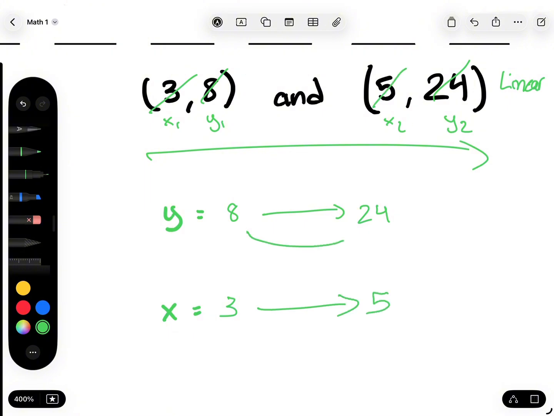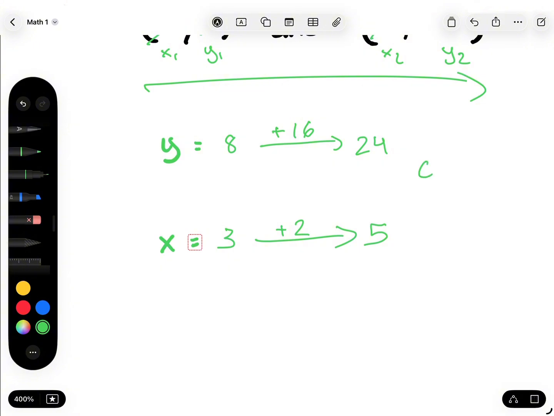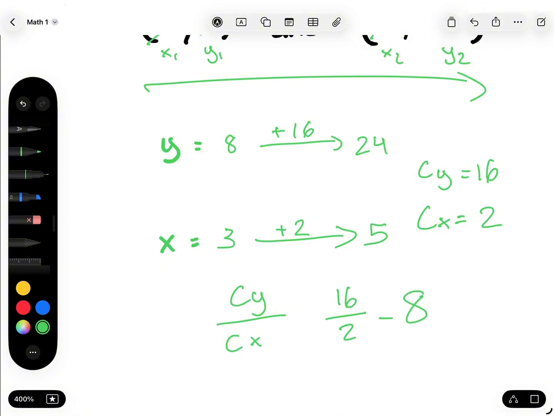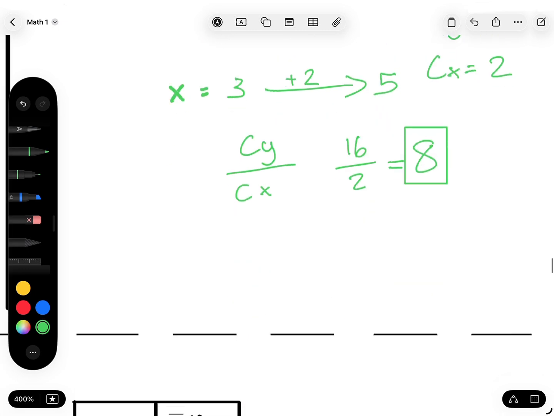Now we're going to measure the change between the two. 8 plus 16 equals 24. 3 plus 2 equals 5. So our change in y, this is just my abbreviation for change in y, is 16. Our change in x is 2. Our formula is change in y divided by change in x. 16 divided by 2, just same numbers, which is equal to 8. So our slope for this problem, our average rate of change for this problem, is 8.